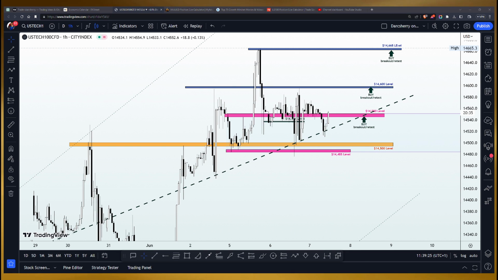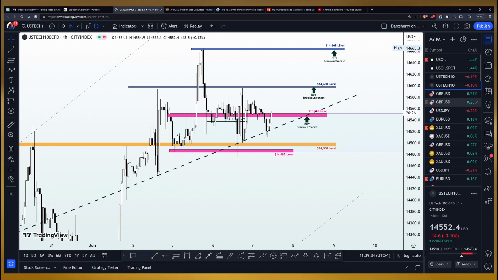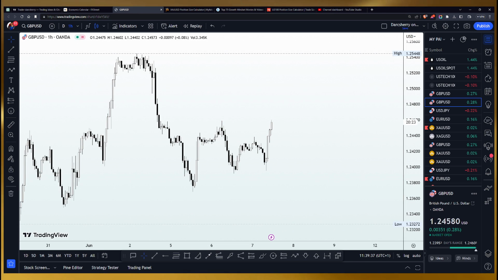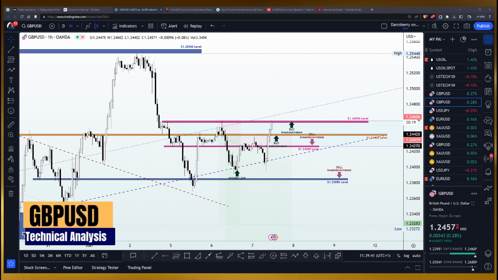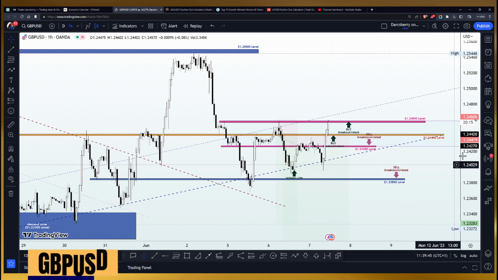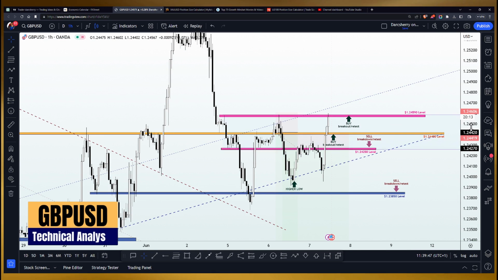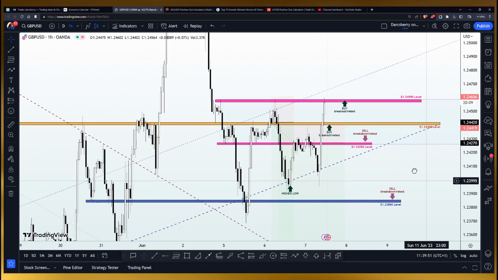Okay, so the next one we are going to be looking at right now is the GBPUSD. So on the GBPUSD, let's look at what is really going on in this market. The market has really been very choppy since the beginning of the last 48 hours or so. So this is the GBPUSD chart, 1 hour time frame, and the first thing I would like to acknowledge here is the key level. Very, very important.